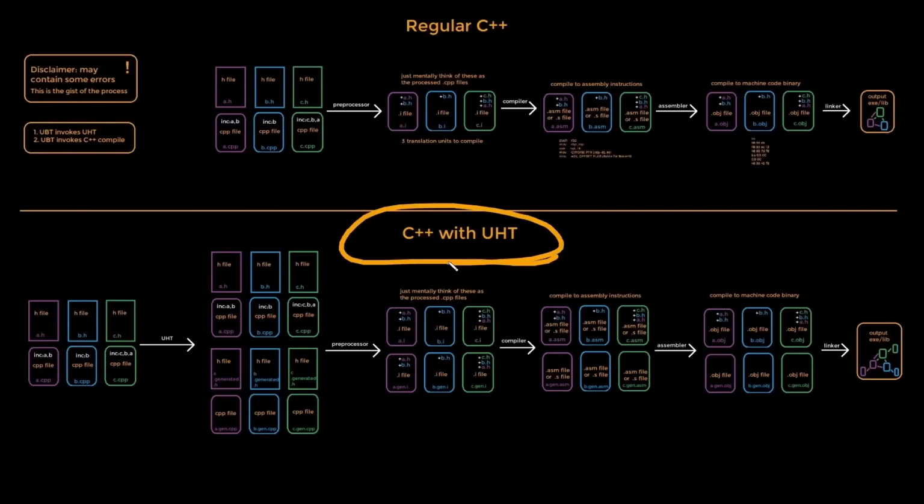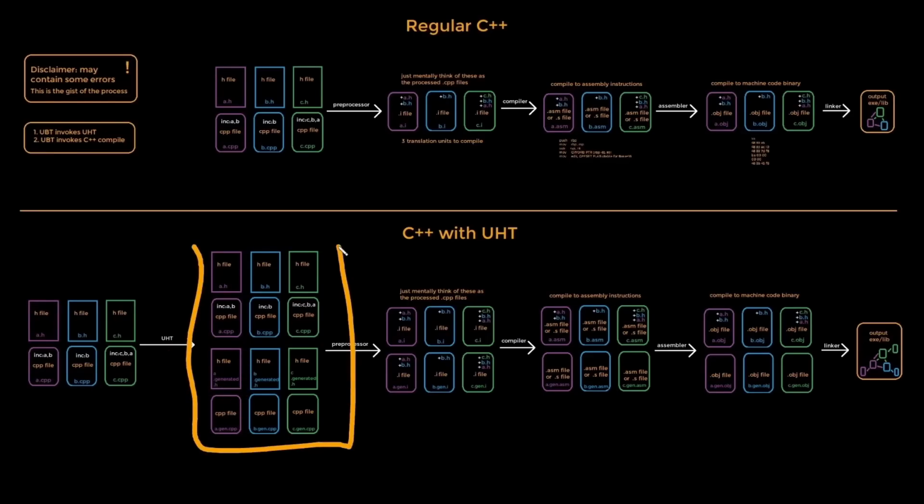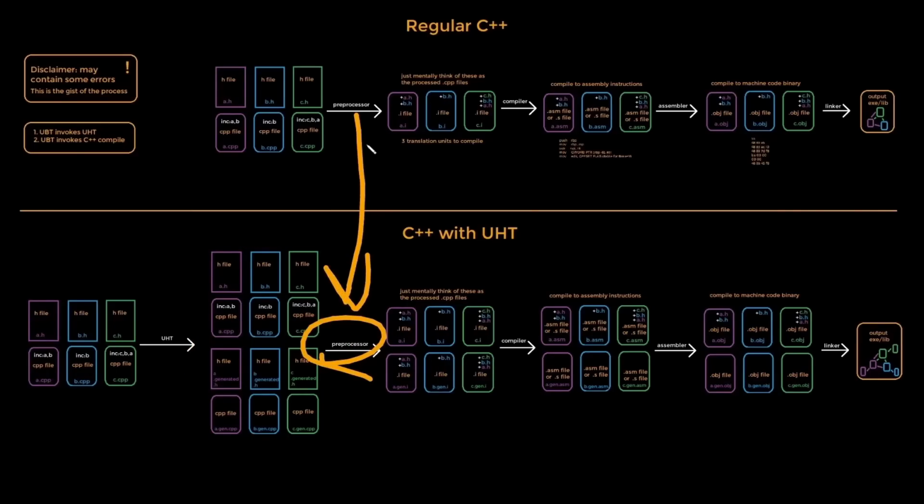But if we consider it with UHT and how that works, we start out with the same set of files. We have this header file, CPP file. We run UHT, which then generates .generated.h files and .gen.cpp files. So from these 6 files, we now have 12 files. And then we run the preprocessor again, same step. And that preprocessor copy and paste all the h files into their .cpp files that are needed. And we get this sort of intermediate form.